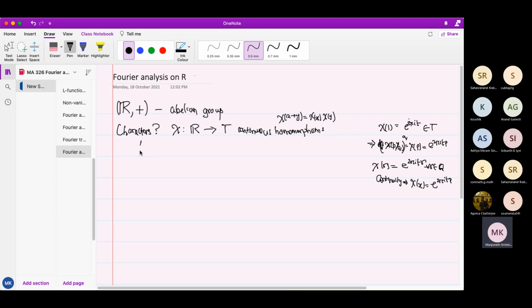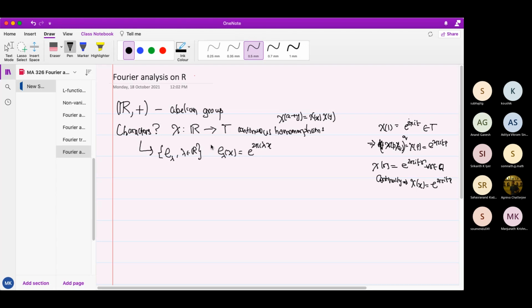So the characters are then e lambda on the real line, where e lambda of x is e to the 2 pi i lambda x. I changed the t to lambda, there is no reason. So the characters are exactly this. There are no other characters. So in this sense, the dual as a set, R hat, is this.